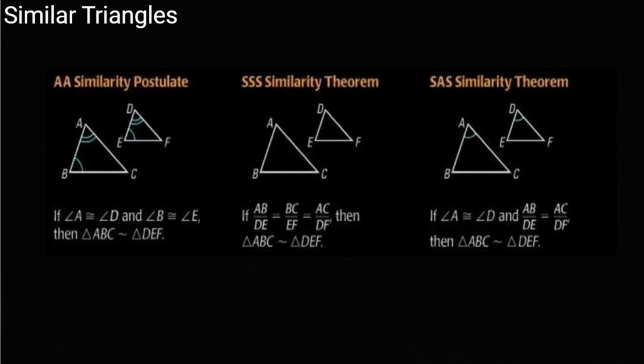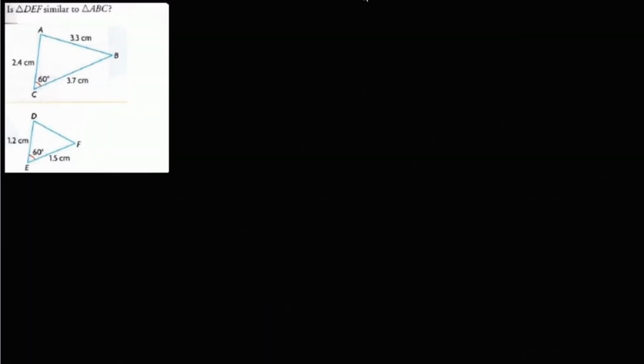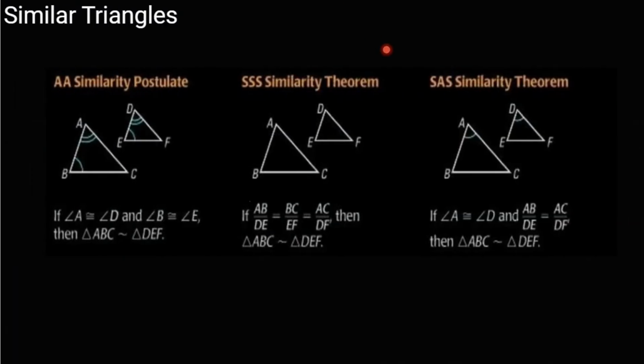Okay, let's go to the question we're going to solve. Look at this question. This is triangle ABC and this is triangle DEF. The question asks: is triangle DEF similar to triangle ABC? Right now we know we have three rules: AA, SSS, and SAS. Look at this example. Which rule are we going to use to prove whether both triangles are similar or not? Look at this triangle and this triangle.